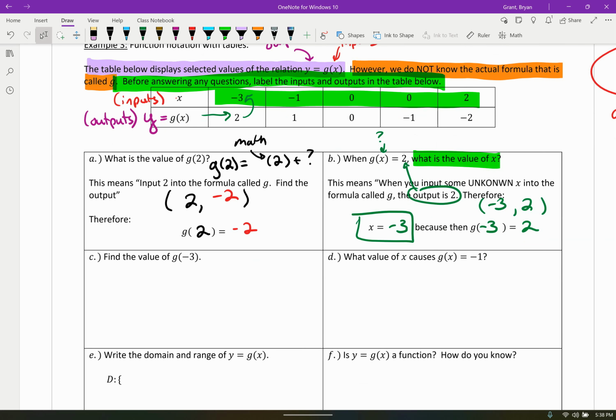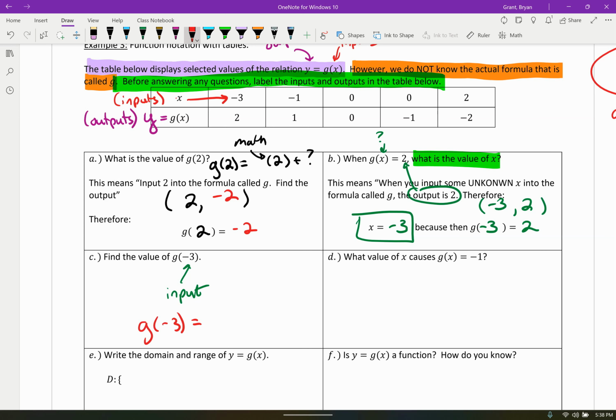C says, find the value of g of negative 3. All right, well, let's see. G of negative 3. Negative 3 is the input this time. So let's look at the row with inputs. That's my top row. Where is negative 3? Oh, it's right here. And so the input is negative 3. What does that make the output? Certainly 2.